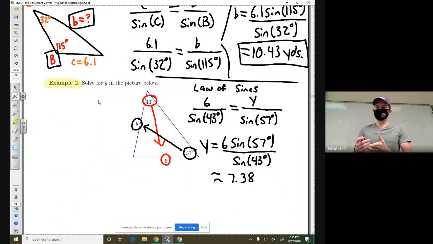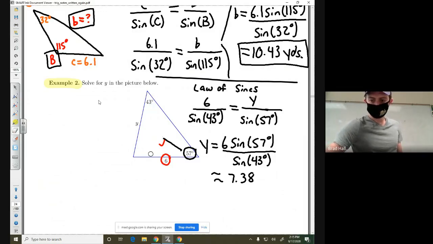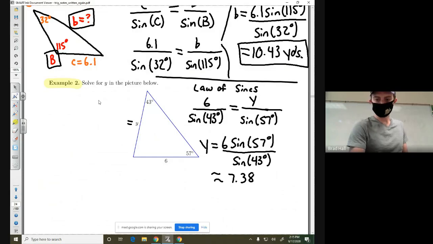But as I mentioned, we're going to take this a step further. We're just going to go ahead and solve for the triangle, which means let's figure out anything else that's missing from this triangle. So if anything, we determined that y is 7.38.